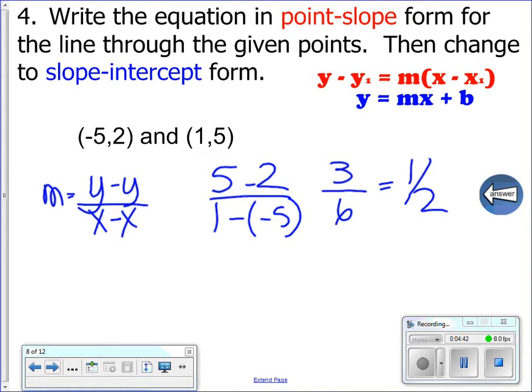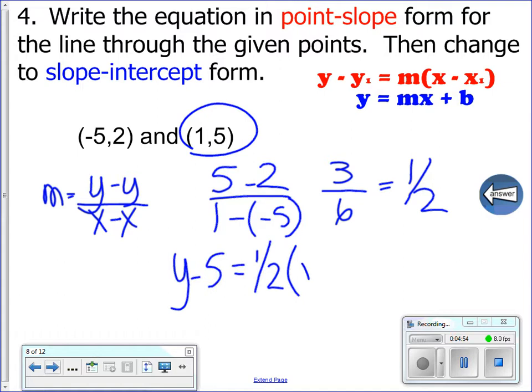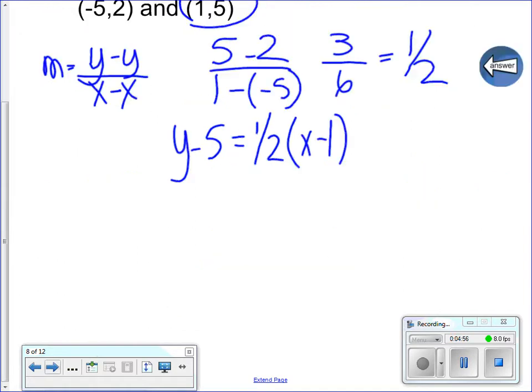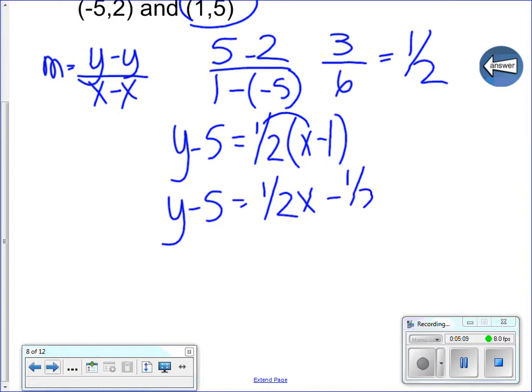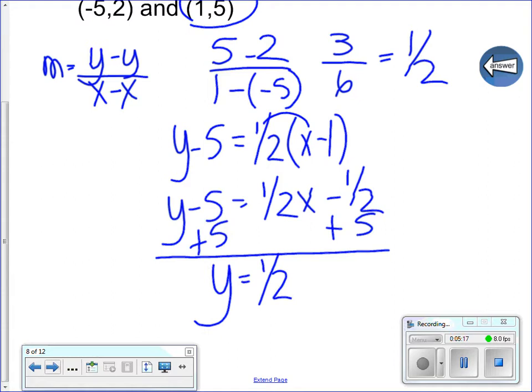To write it in point slope, I have to choose a point. I'm going to choose 1, 5 because they're both positive. So y minus 5 equals 1/2 times x minus 1. So there it is in point slope form. To change this to slope-intercept, I distribute the slope, so that's equal to 1/2 x minus 1/2. Add 5 to both sides, and I get y is equal to 1/2 x plus 4.5.